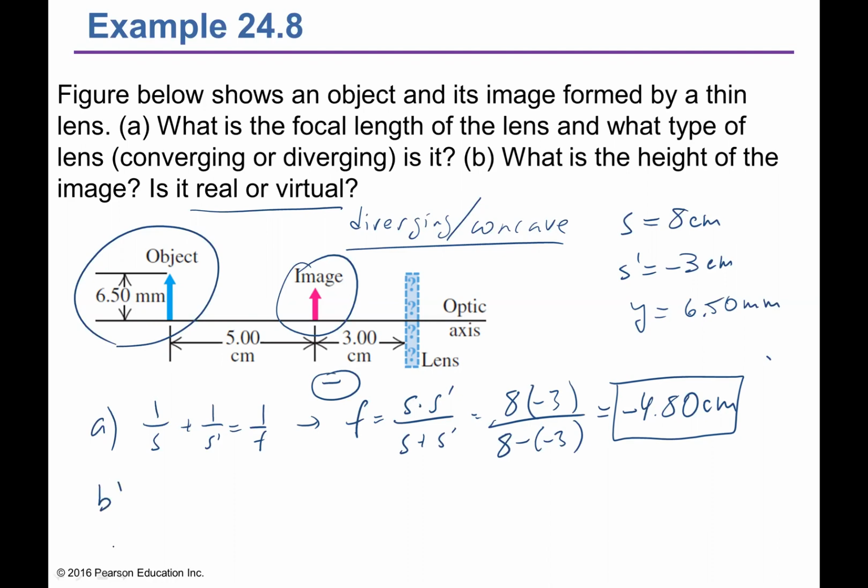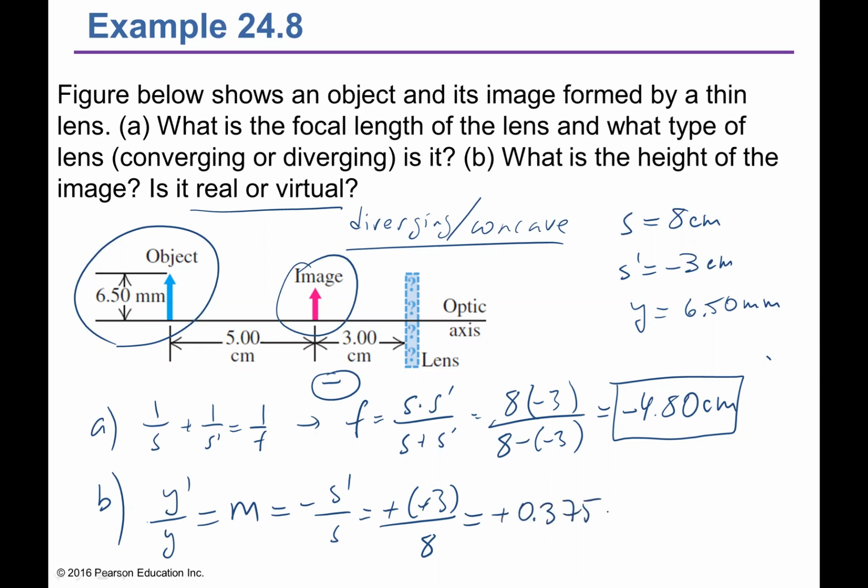All right, so part B, what is the height of the image? Here, remember, for the height of the image I need y prime over y, so I need y prime. Remember, y prime over y equals the magnification, and the magnification is -s prime over s. So if I calculate this, -(-3) over 8, the negatives cancel out, so I get positive 0.375. That's why you can see a smaller upright image. Smaller because it's less than 1, upright because the magnification is positive.